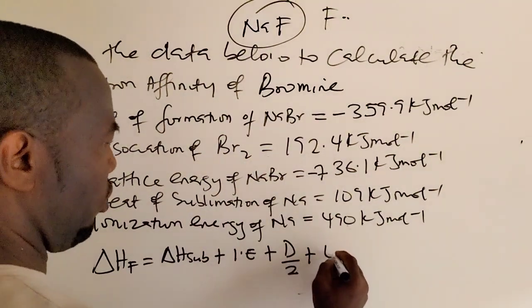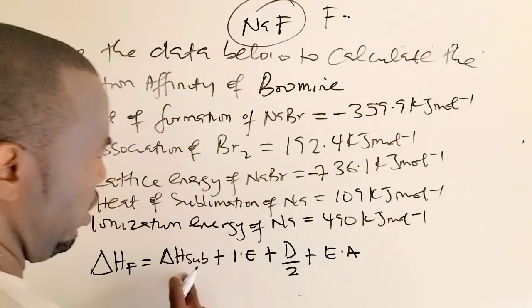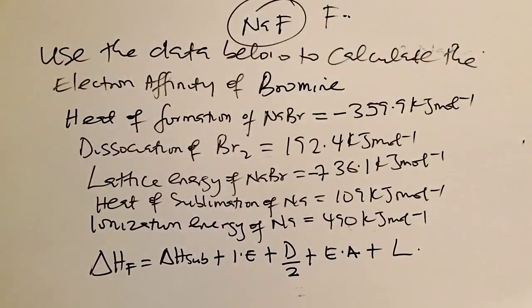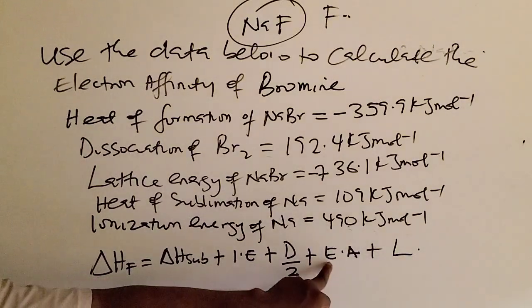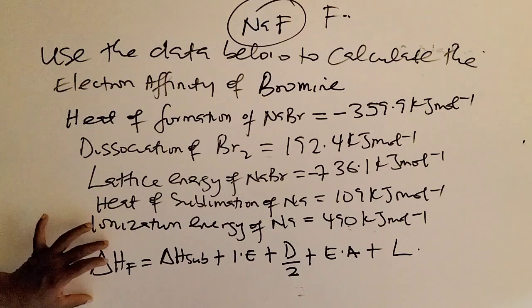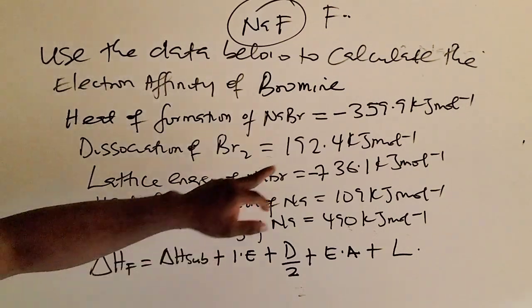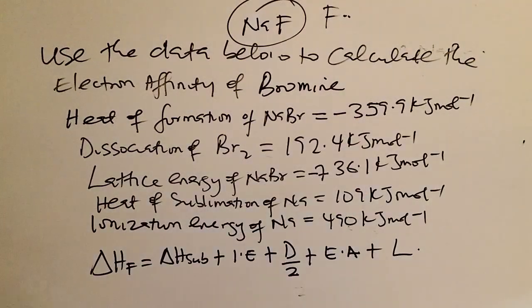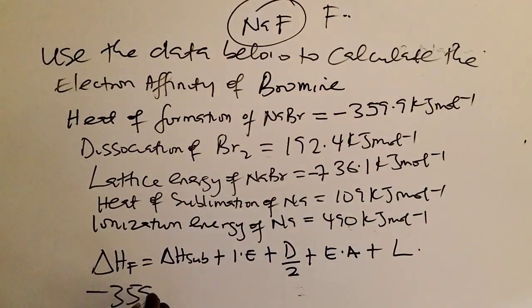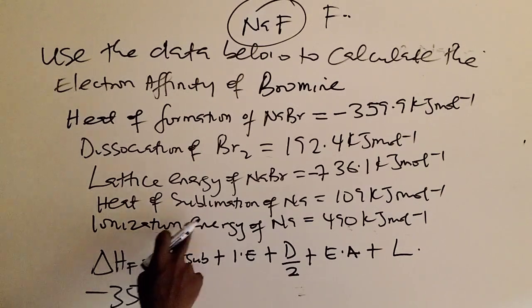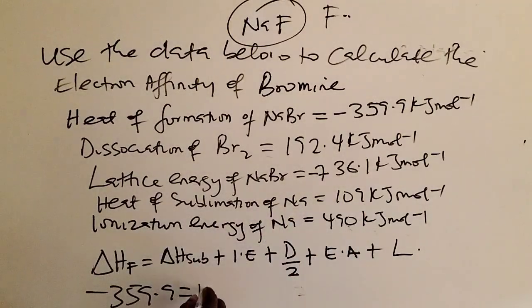Then plus the electron affinity, then plus the lattice energy. But this time around, we are not looking for the lattice energy. We're looking for the electron affinity. So it is still the same process. Let's make a substitution. The enthalpy of formation is minus 359.9. The sublimation energy for sodium is here, 109.